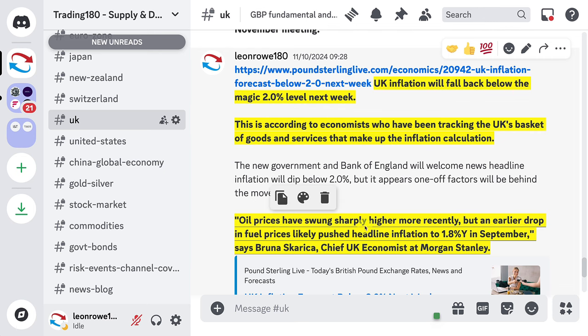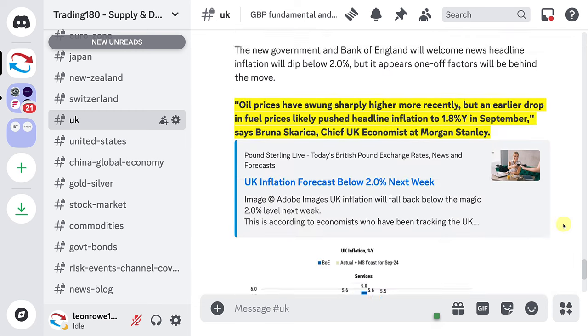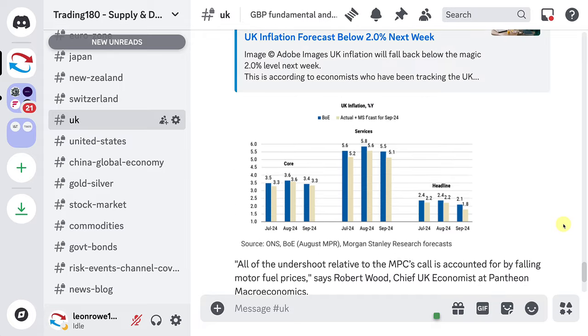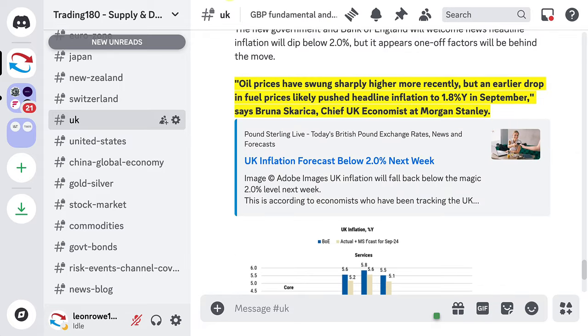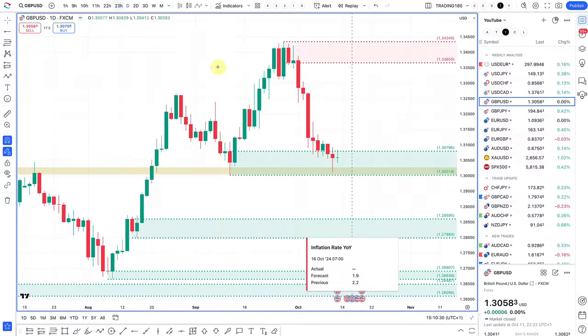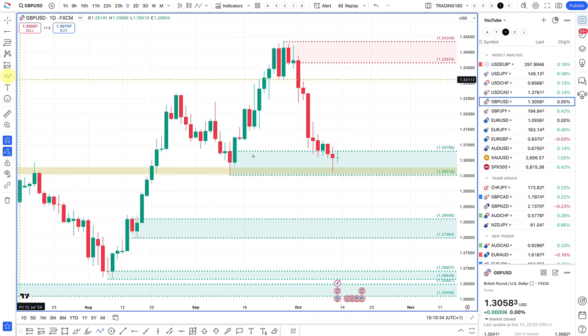Oil prices have swung sharply higher more recently, but an earlier drop in fuel prices has likely pushed headline inflation to 1.8% in September, says Bruna Skarica, chief UK economist at Morgan Stanley. So if that does start to take shape and inflation comes down more than expected, I do think the pound should continue to sell off.